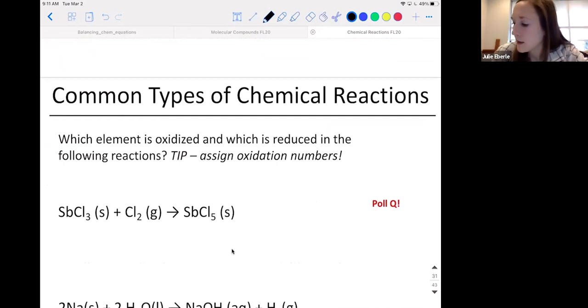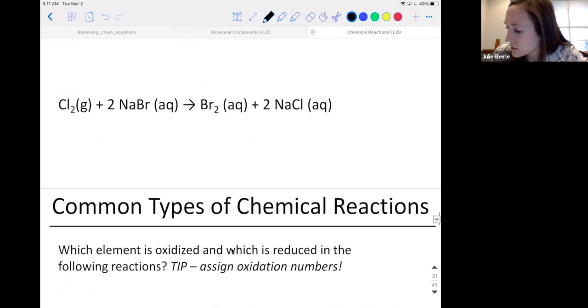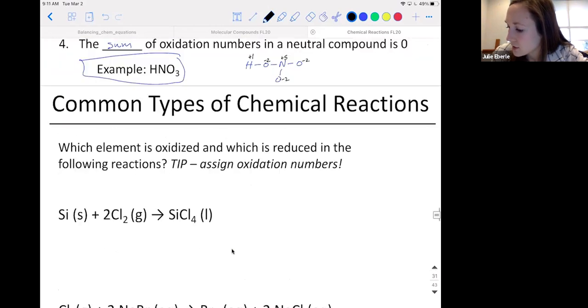We'll see. I have 2 of the same slides here. Sorry. Let's just go with this one right up here. It says, which element is oxidized and which is reduced in the following reaction? Tip, always go through and assign your oxidation numbers. So if you're given a reaction and I'm asking you, is this precipitation? Is it acid base? Is it redox? One helpful tip is that if you have a single displacement, sometimes you can identify that as a redox reaction.